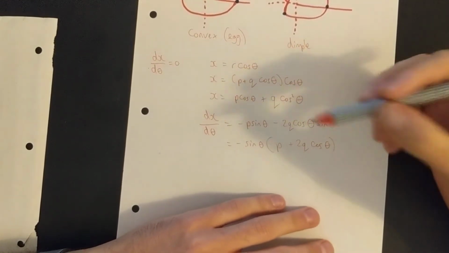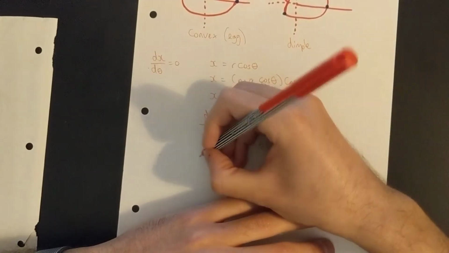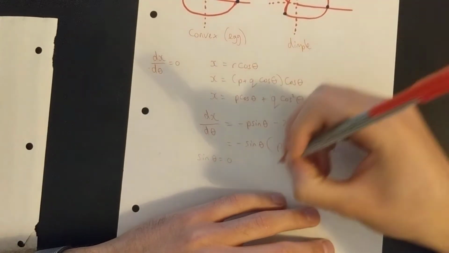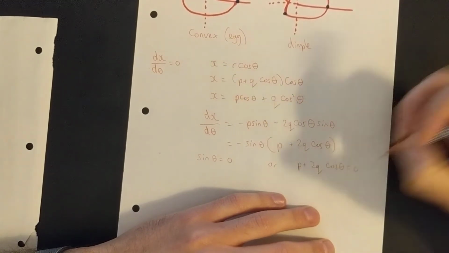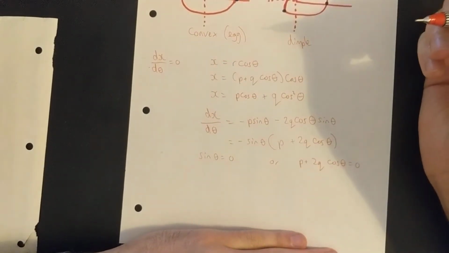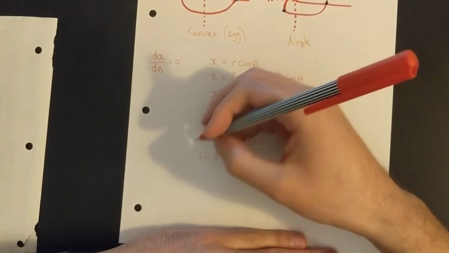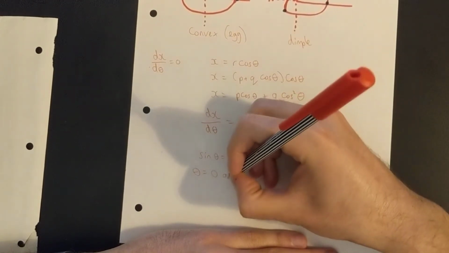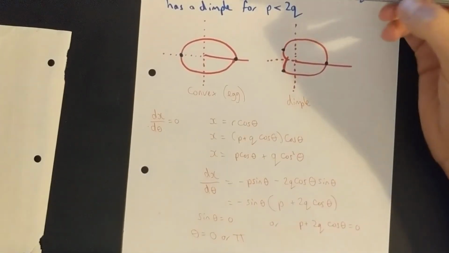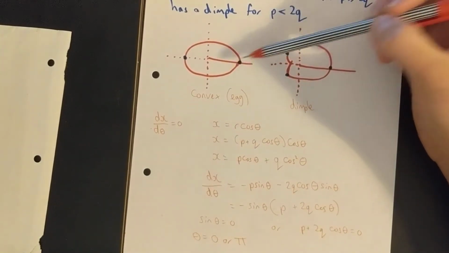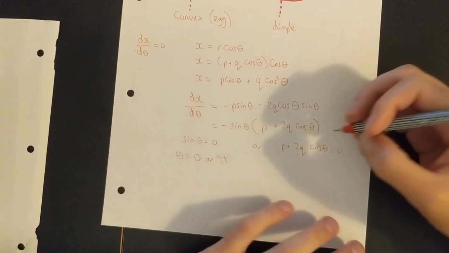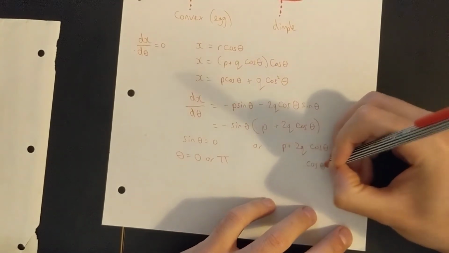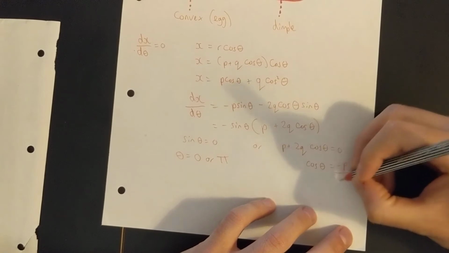So I'm saying that this is equal to 0, which means either sin theta equals 0 or p plus 2q cos theta equals 0. So if sin theta equals 0, well, that just means that theta is equal to 0 or pi. So that looks pretty good for here. We've got when theta is 0, we've got when theta is equal to pi. Or if we look here, we've got cos theta is equal to negative p over 2q.